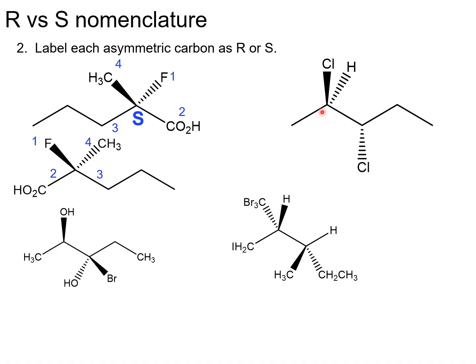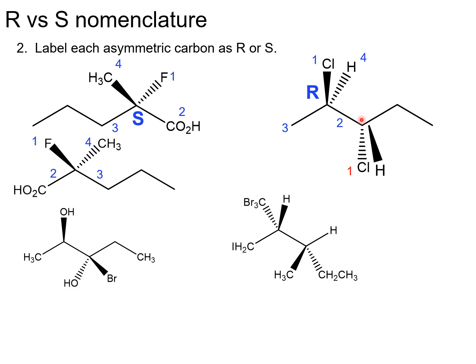For our next one over here, I'm going to draw in my implied H. Since it's the bond that's missing, I know that the hydrogen has to be going away from me. Now let's assign my priorities. Chlorine beats carbon. This carbon has hydrogens. This carbon has a chlorine. Lowest priority is going away, so that makes this one R.